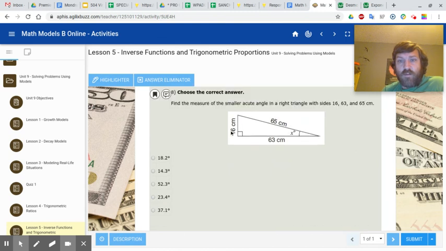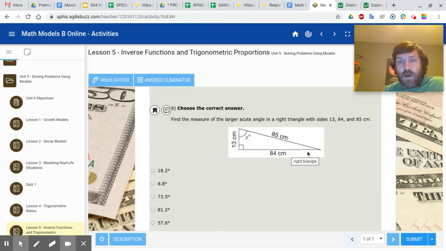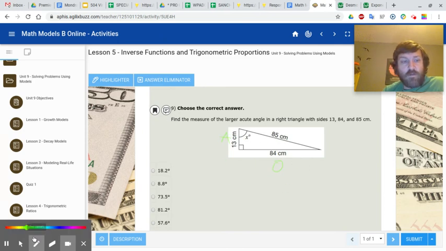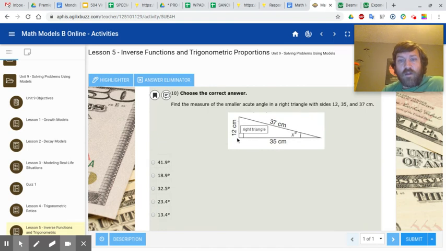I think you can figure this one out. This is the same idea. You want to find the angle, so you do the opposite over the adjacent using the tan -1. Same thing here. Opposite over adjacent. Tan -1. Let's see if we get more of the same. Opposite over adjacent. Tan -1.